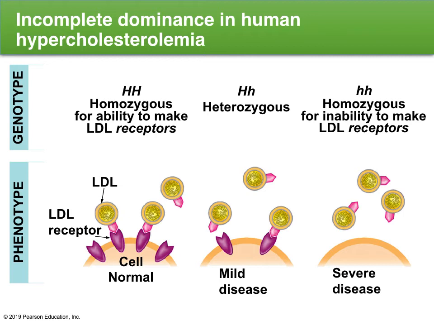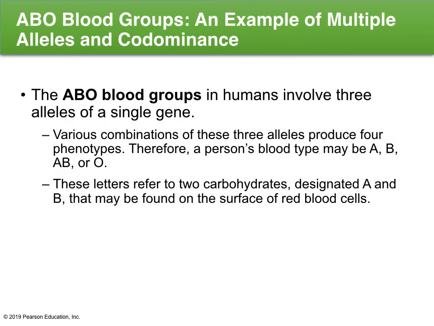Now the next thing is going to be something called codominance, right? So incomplete means the heterozygote is in between what you'd see in the two homozygous states. ABO blood typing, you actually have 3 alleles of a single gene. So now you're thinking, okay, this makes things a little more complicated. Various combinations of those 3 alleles produce 4 phenotypes.